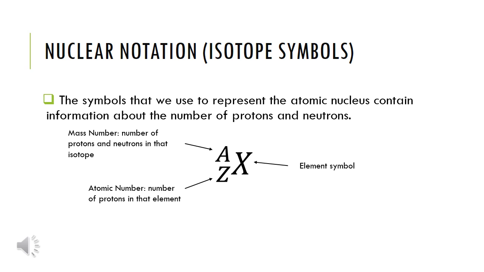So whether it's carbon-12, carbon-13, or carbon-14, what makes it carbon is that it has 6 protons, and that 6 is the atomic number. So the X is the element symbol, the A is the mass number, and the Z, or the number at the bottom, is the atomic number.